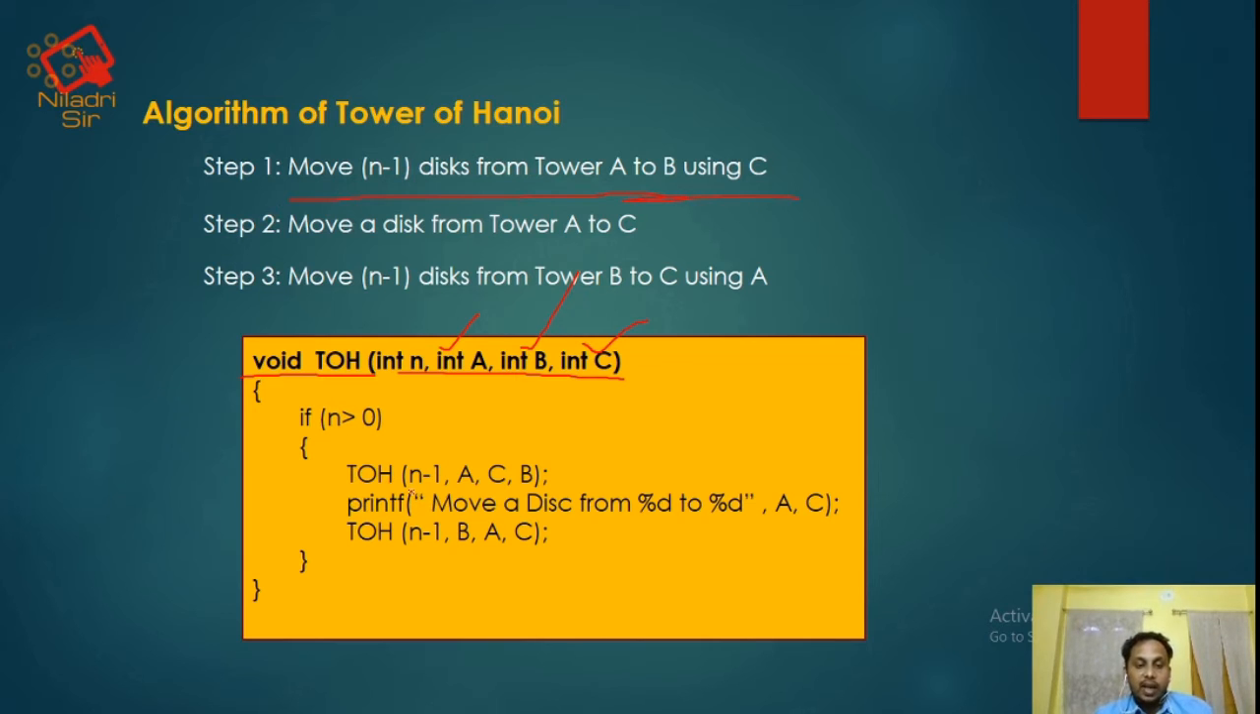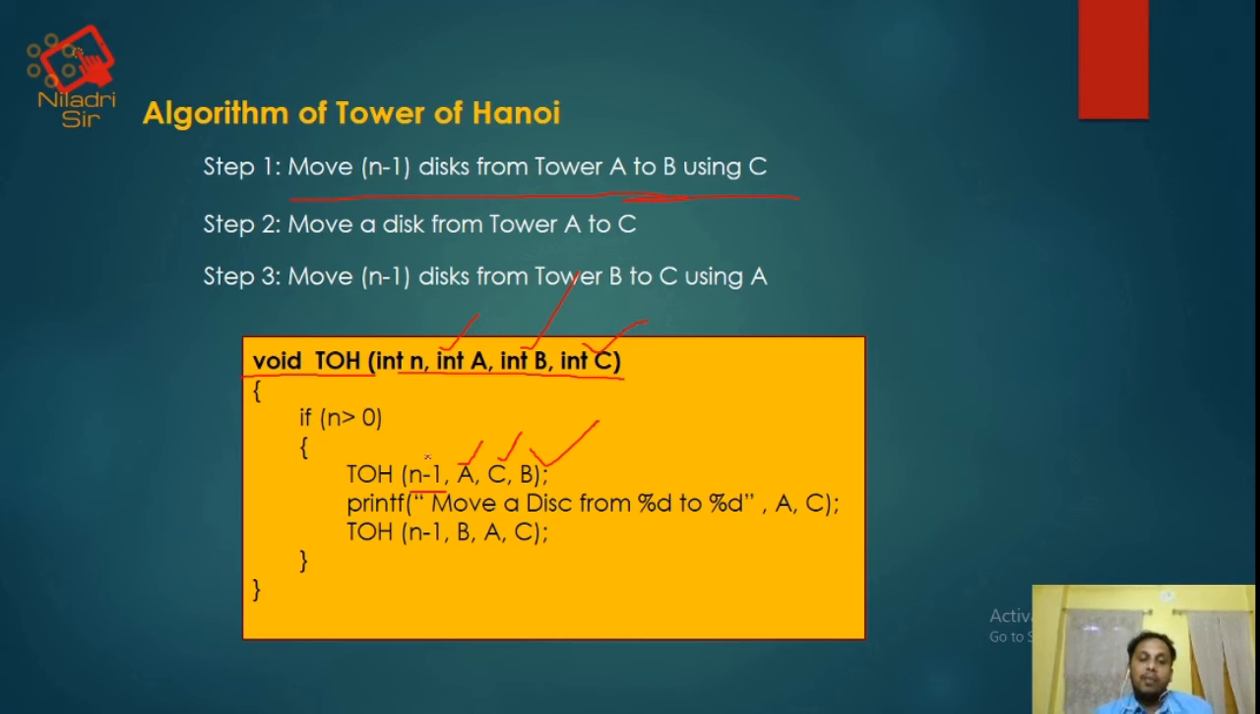So what we will do first is move n minus 1 disks from tower A to B using C. So n minus 1, from source which is A, to destination B, using C. So as you can see, what is the parameter order? First is the total number of disks, next source, next using, next destination. Similarly here we have used recursion.